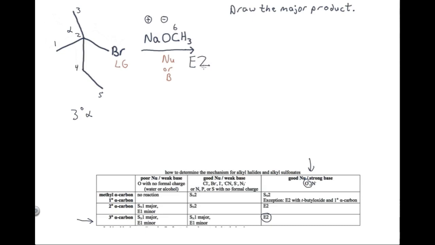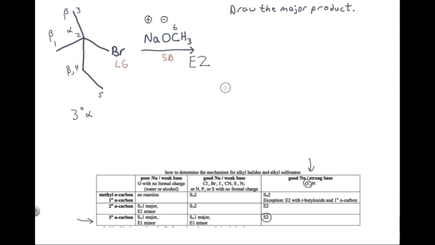Now we can continue assigning roles. We expect O- to be a base, not a nucleophile, for an E2 reaction, and we know O- is a strong base. We should label the alpha and now the beta carbons. So we have a bunch of possible beta carbons here. Carbon 3 is a possible beta carbon. Carbon 1 is a possible beta carbon. And carbon 4 is also a possible beta carbon.